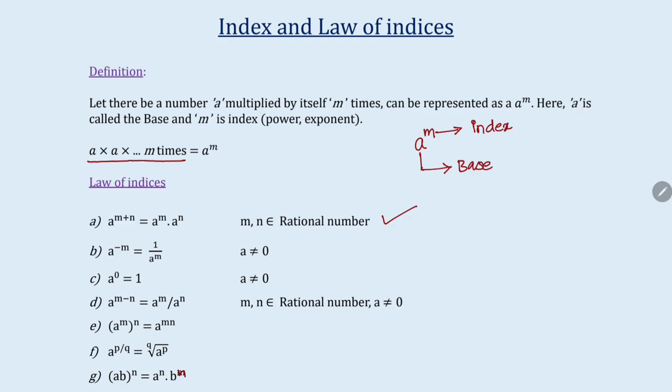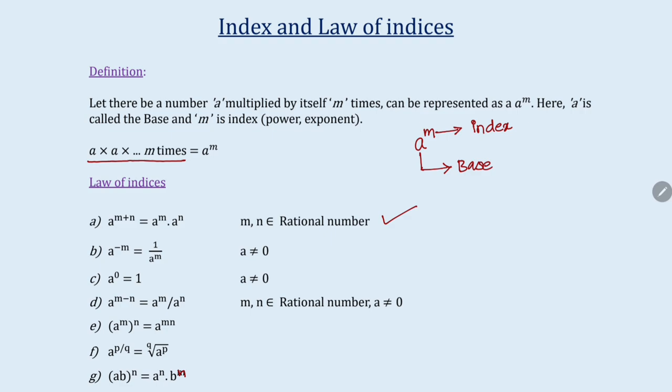The next is a raised minus m. So this we can write as 1 upon a raised m. But there is one condition, a should not be equal to 0. Why? Because now a is coming in the denominator, therefore it should not be 0.